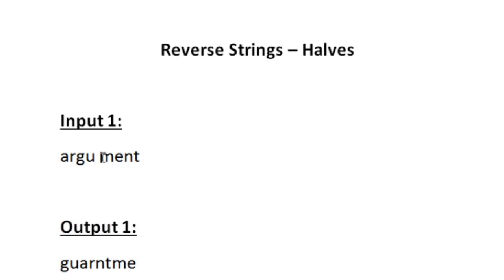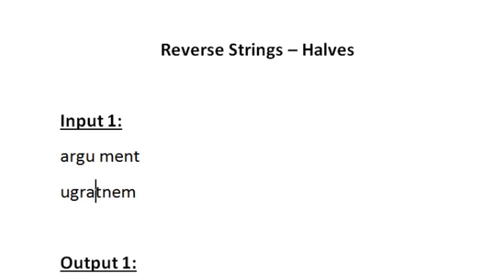Now we have to reverse the characters of the first half and second half. When we reverse the characters, it becomes UGRA, and for the second half it becomes TNEM. So this will be our string, but for convenience we are splitting it and writing.